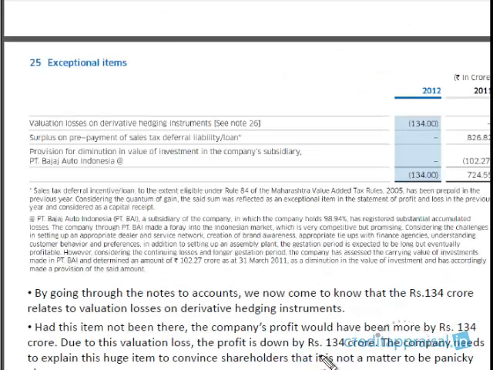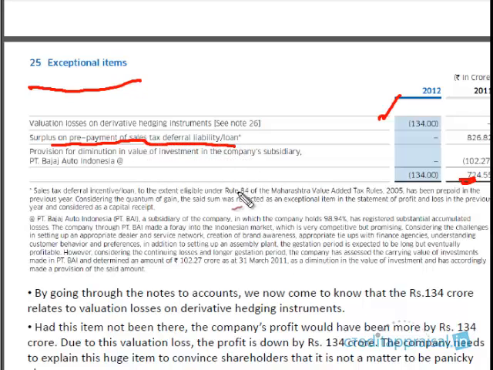So this is what note number 25 for this company says. It lists in detail what the exceptional item is. Here you can see this is a valuation loss on derivative hedging instruments, and that's why you have a 134 crores loss. This was not the case last year. Last year we actually had a 724 exceptional income, and that income was surplus on prepayment on sales tax deferred liability.